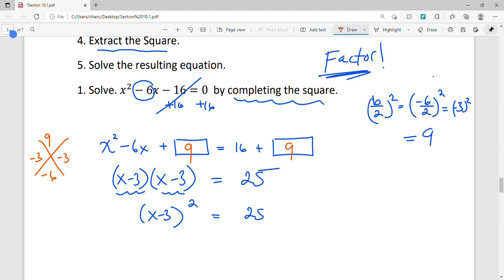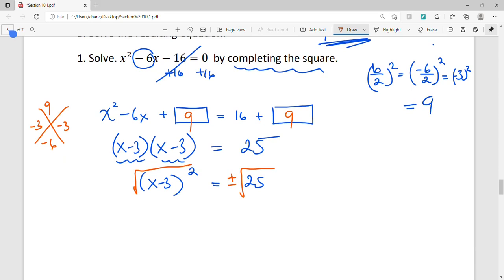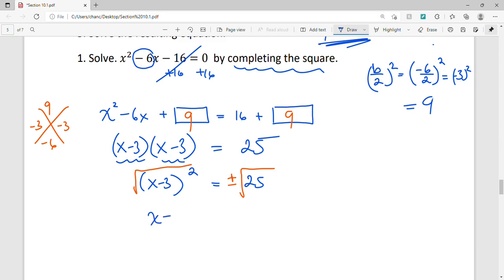Now that's great because what can we do to get rid of that square term? We could take the square root of both sides, and don't forget that plus or minus. So it just makes it easier now. We can get rid of that (x minus 3) squared term, and it just becomes an x minus 3. So we have x minus 3 equals the square root of 25. Well, that's just 5. So we have plus or minus 5 on the right.